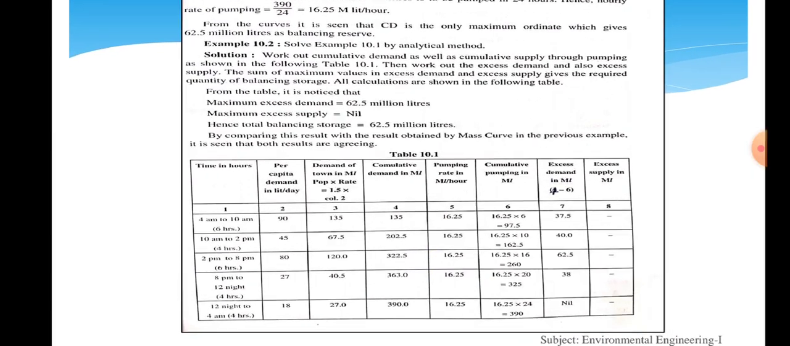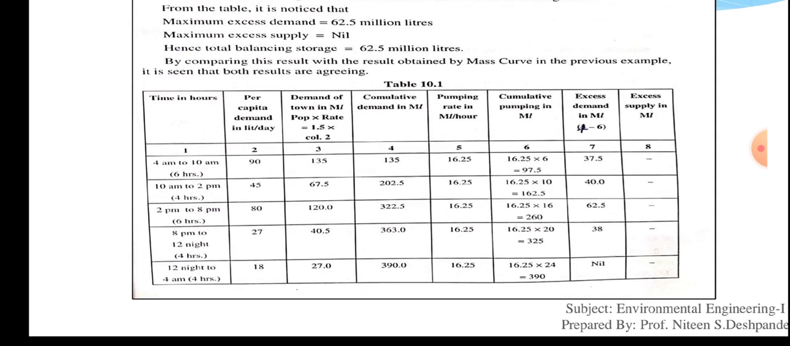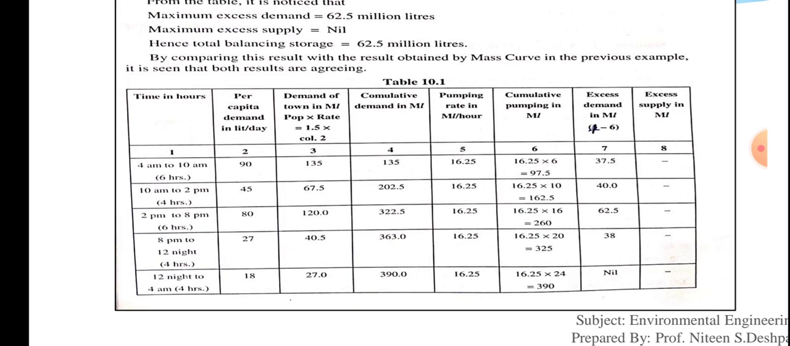Now see the table, the first 4 columns are same that we have already discussed. Then we have to find out the pumping rate. Now pumping rate we have to find out: 390 is the total daily supply of the water, divided by 24, because the pumping is 24 hours pumping, therefore we will get 16.25 million liters per hour as the pumping rate. Now we have to find out the cumulative pumping in million liters in column number 6.